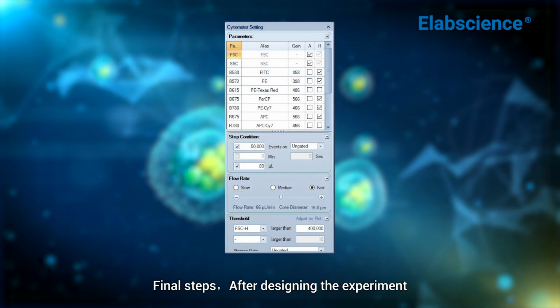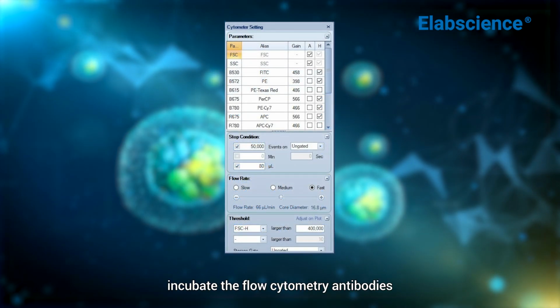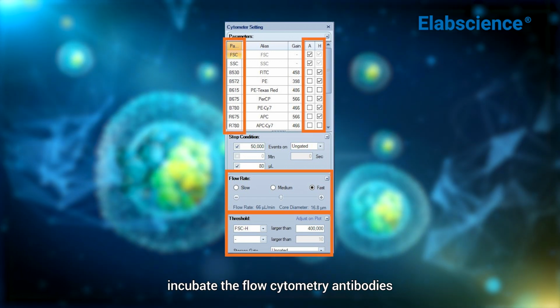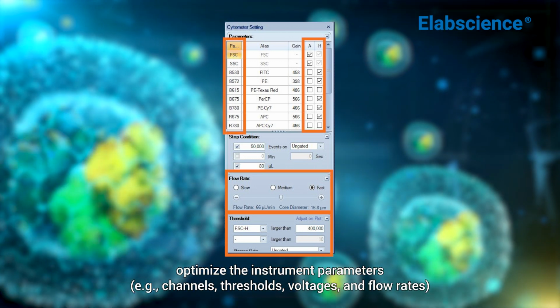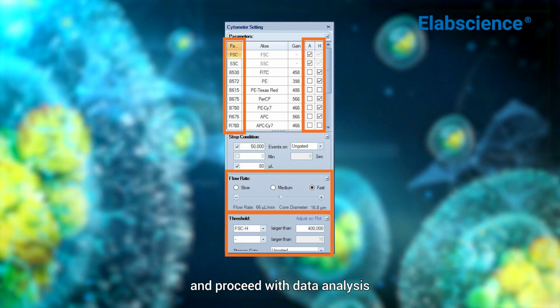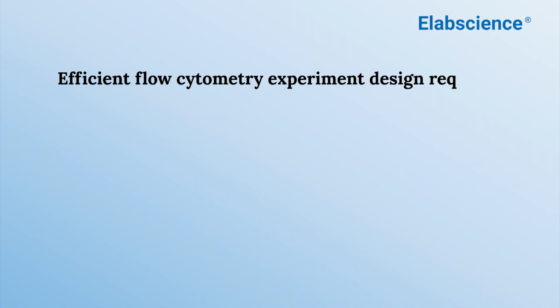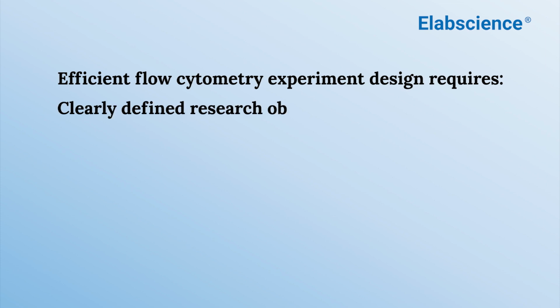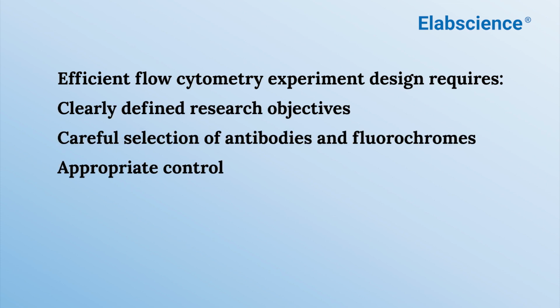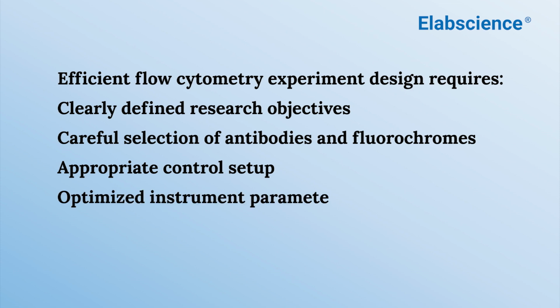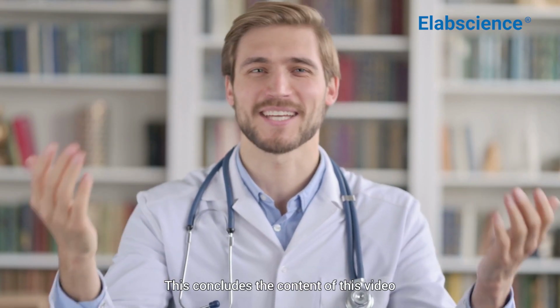Final steps. After designing the experiment, incubate the flow cytometry antibodies, optimize the instrument parameters such as channels, thresholds, voltages, flow rates, and proceed with data analysis. Efficient flow cytometry experiment design requires clearly defined research objectives, careful selection of antibodies and fluorochromes, appropriate control setup, and optimized instrument parameters. This concludes the content of this video.